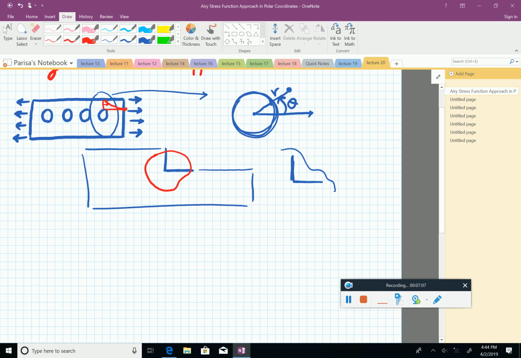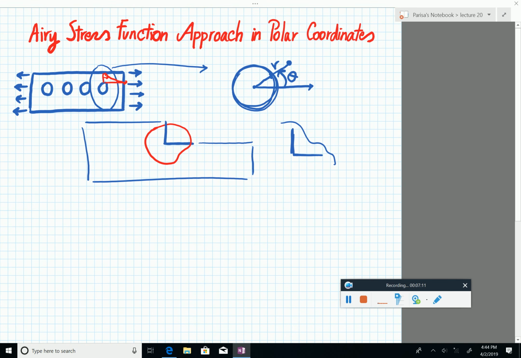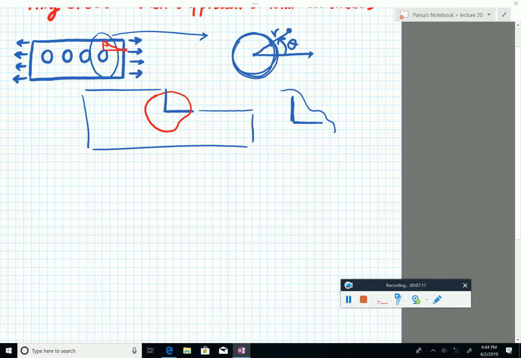And another super important application of polar coordinate formulation is the study of a structure which has a crack inside. Do we care about that? Why would we care about a crack inside the structure?